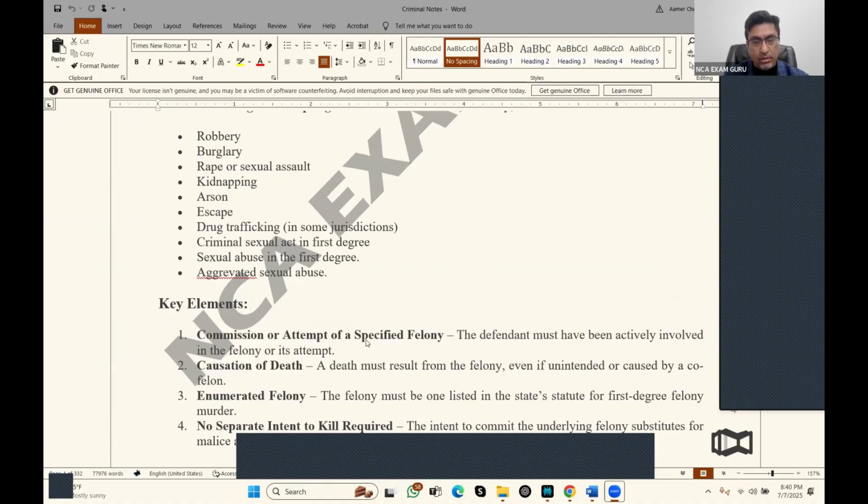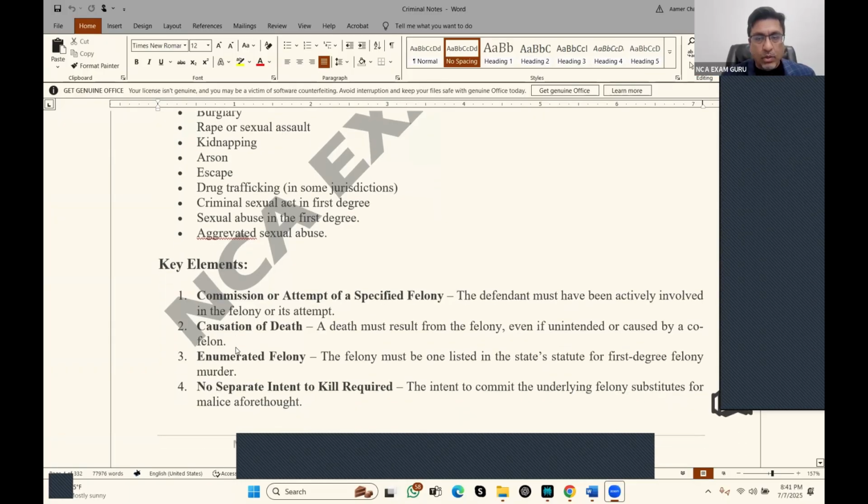Commission or attempt of a specified felony. The defendant. Who is the defendant in the given scenario? The defendant is the accused. The defendant must have been actively involved in the felony or its attempt. Give me an example of a felony. Robbery, burglary, rape, kidnapping.